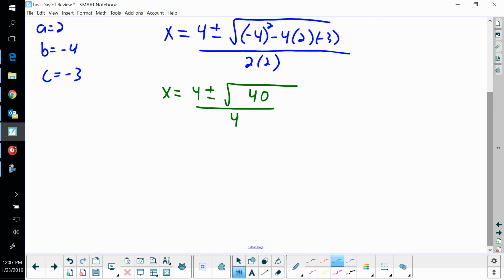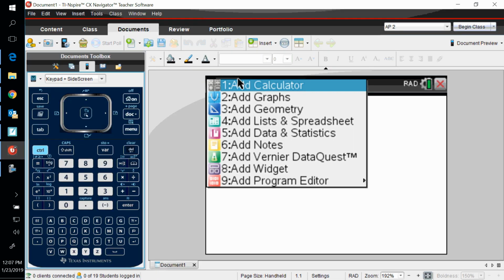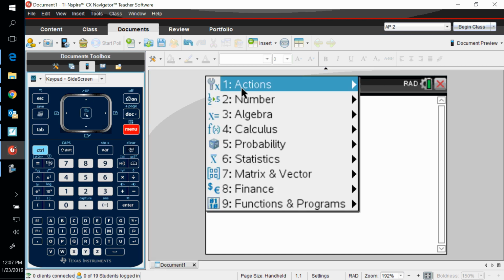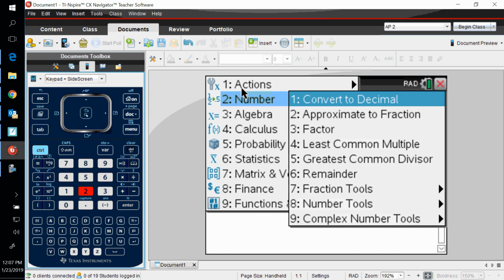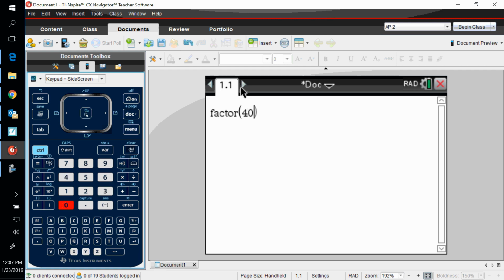So next we want to go to our calculator, and we want to do menu, number, factor. And we're going to put the 40 in. So again, we're going to a calculator page, and you're doing menu, number, and factor. Put in the 40, and it gives us 2 to the 3rd times 5.